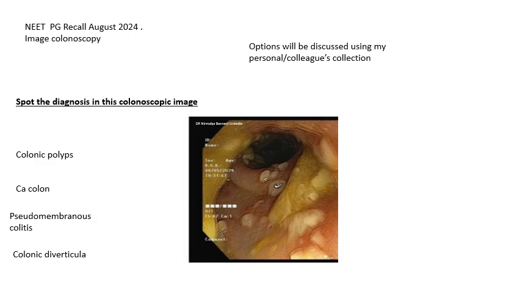Today, I'll be discussing just one image-based question, a single MCQ, and I'll also be explaining the options that were probably given. By and large, the consensus was that this sort of image was given. This is from Dr. Nirmalya Banerjee from LinkedIn. Your question was: spot the diagnosis in this colonoscopic image.